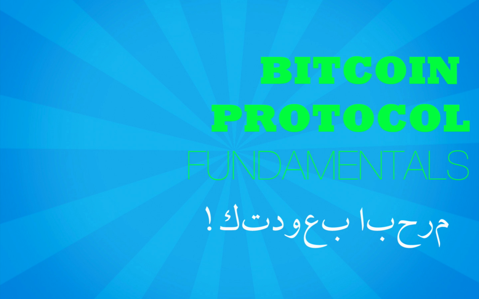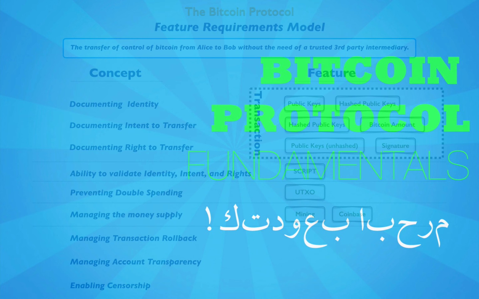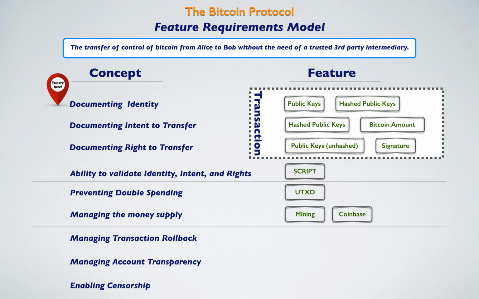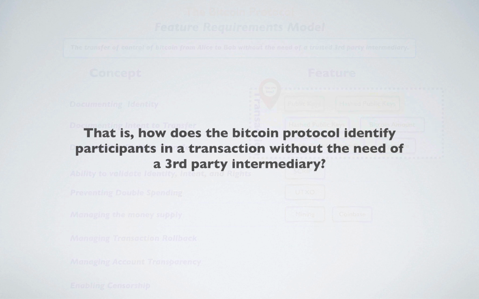Howdy and welcome back. In this video, I'm going to delve a little deeper into a transaction and a specific concept of the Bitcoin protocol, identity. That is, how does the Bitcoin protocol identify participants in a transaction without the need of a third-party intermediary?